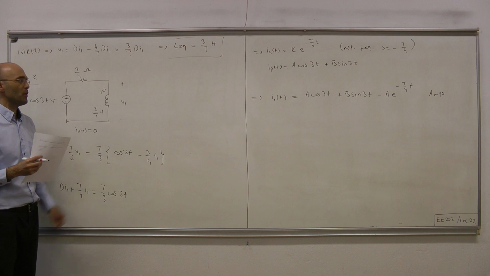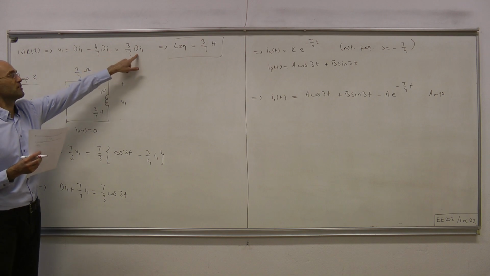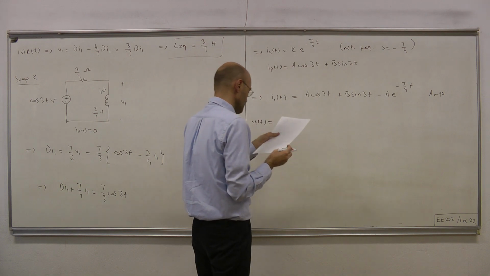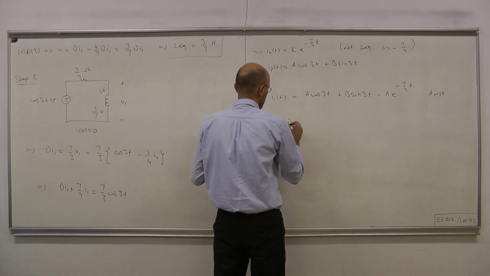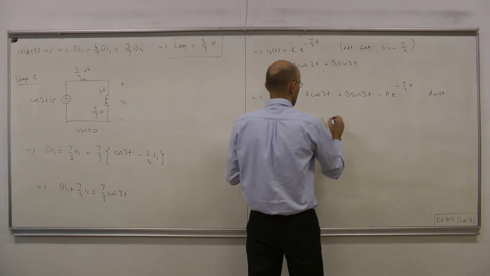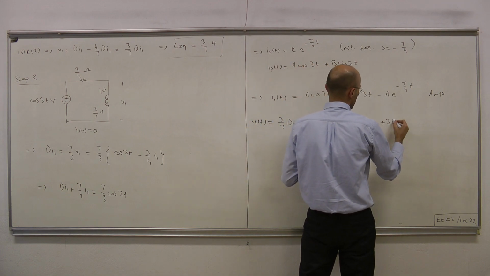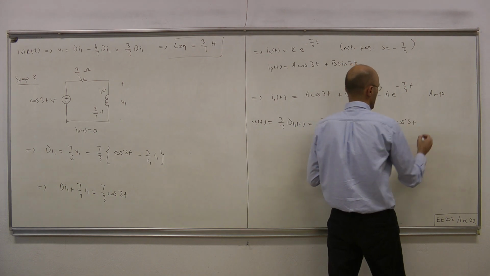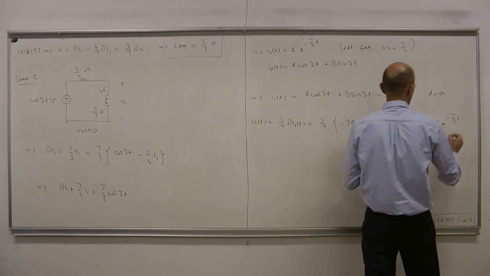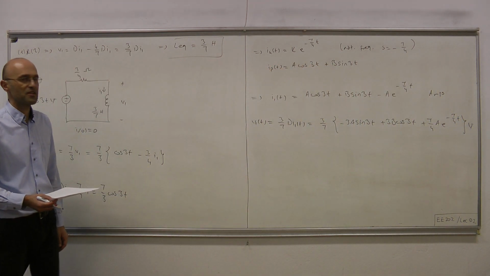So that's the current I1. Once we know the current, we can easily compute the voltage because it's 3/7 times its rate of change. So V1 of t equals 3/7 di1 of t, which is 3/7 times minus 3a sine 3t plus 3b cosine 3t plus 7/4a e to the minus 7/4t. Volts. So that's V1 of t, which was one of the things that we were asked.